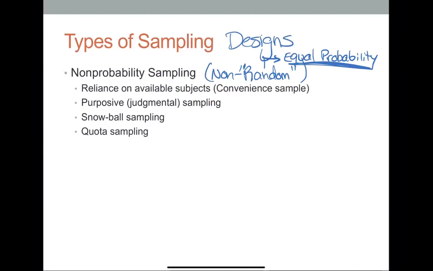So for non-probability sampling, the most common tends to be reliance on available subjects, what we call convenience sampling. With convenience sampling, I need some people, but I don't have a lot of time or resources or a sampling frame. I'm going to pick a group that's convenient.